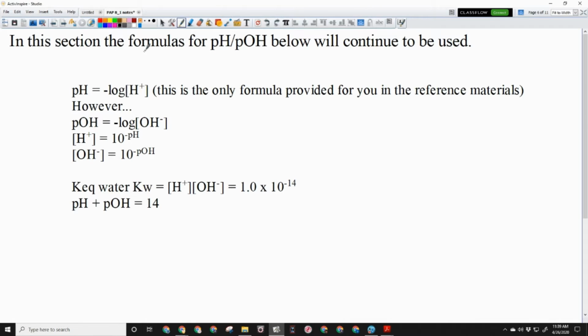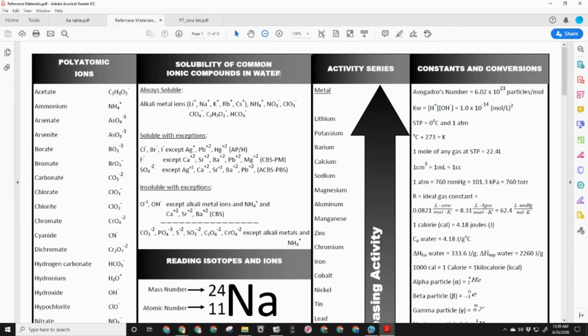Also in this section, for the formulas for pH and pOH, we're going to continue to use those. Make sure that you have those handy and that you know what they are. pH is the negative log of the hydrogen ion concentration. This is the only formula that's provided on your reference materials, the ones you get to use on your quizzes. Let's pull that over and look for that real quick, just so you know where that is.